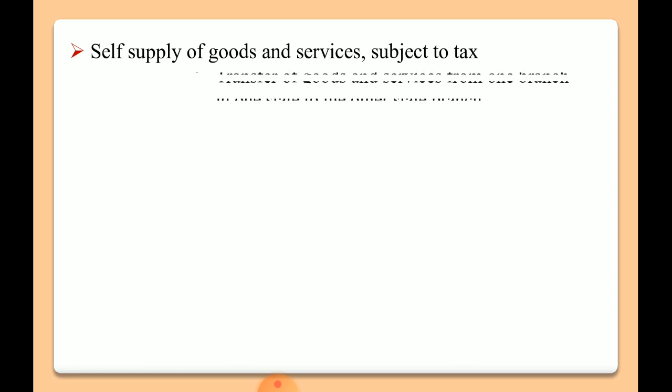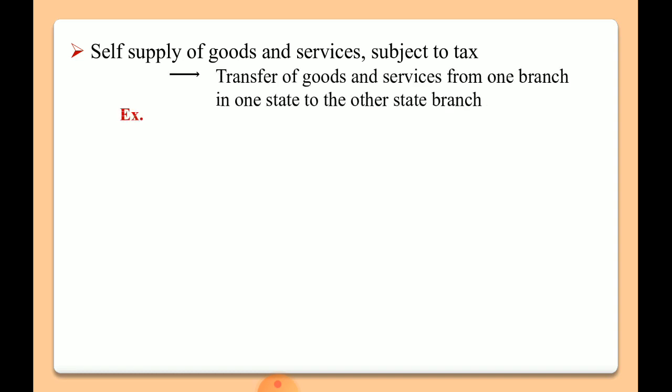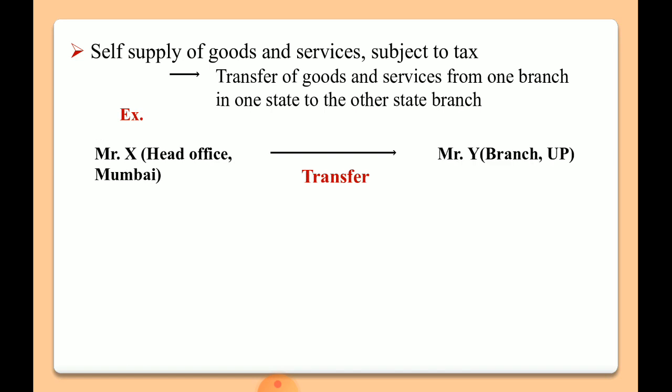For example, if Mr. X transfers goods from his head office in Mumbai to a branch in UP, where the head office is in Mumbai and the branch is in UP, so Mr. X transfers goods from the head office in Mumbai to the branch in UP. This process will be subject to GST. In this process GST will be applicable, because this is an inter-branch transfer of goods and services.